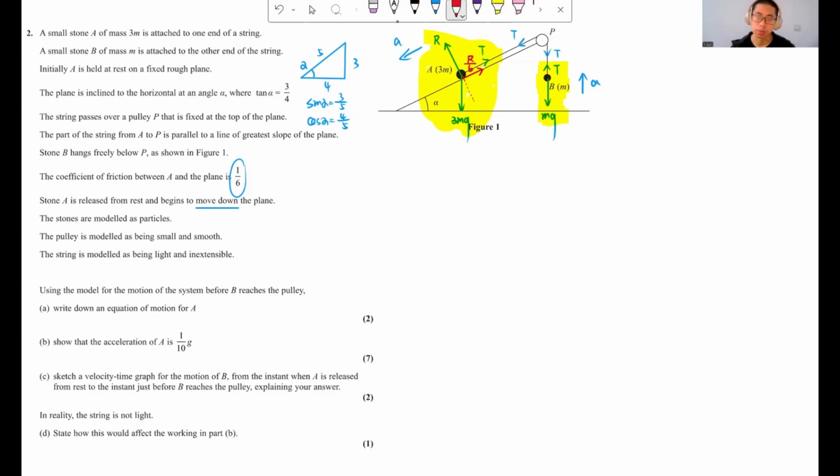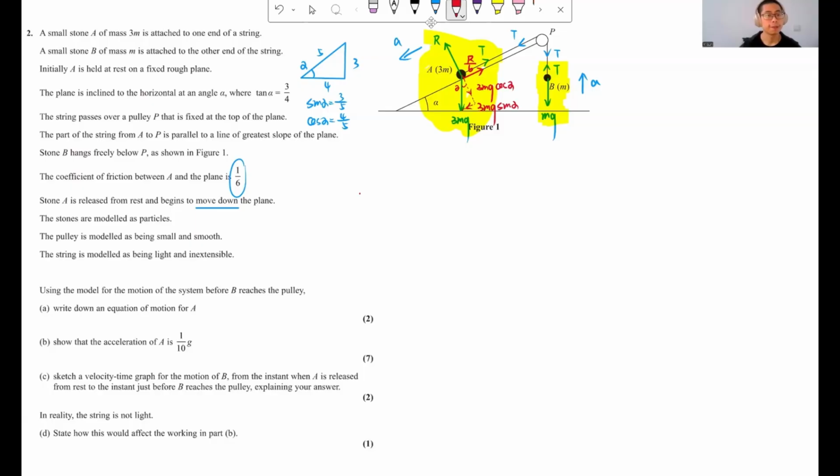So we just have to resolve it, one perpendicular to the moving direction, one parallel to the moving direction. So this is alpha. So that means this force is 3mg cos alpha. And then this one would be 3mg sine alpha. Okay, now let's start to do the question.